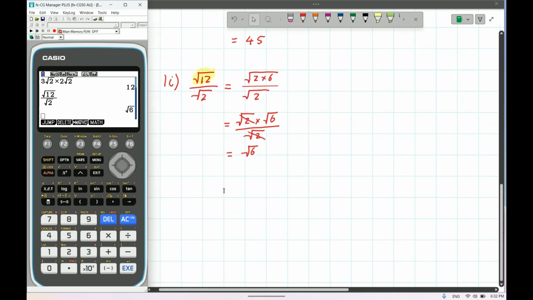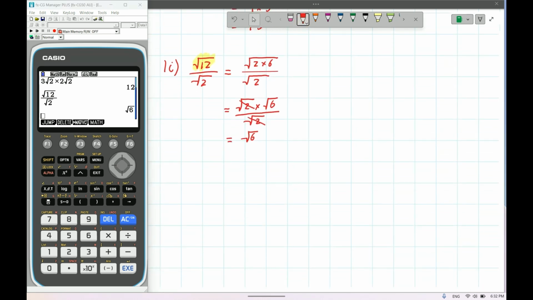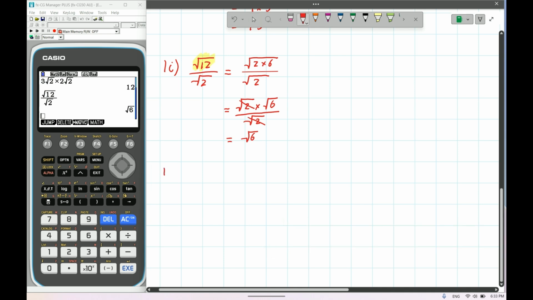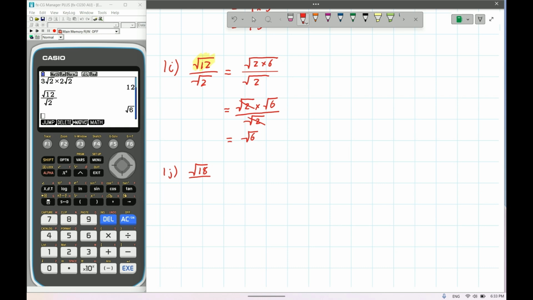Yeah, root 6. All right, let's keep going. So that's 1i, this is 1j. You've got root 18 over root 3, and we're just going to do a very similar technique. We're going to break up this 18 into 6 times 3, square root 6 times square root 3 over square root 3. This will cancel with that, so you're just left with square root 6, just like you did before.